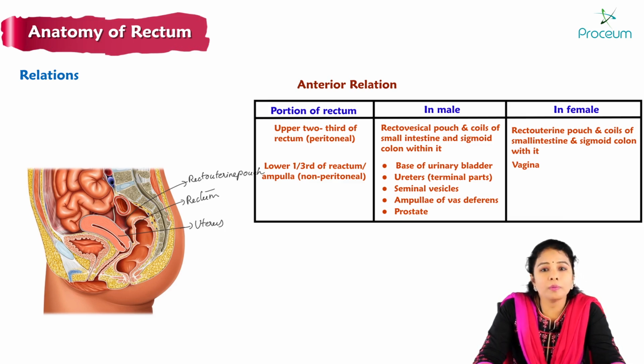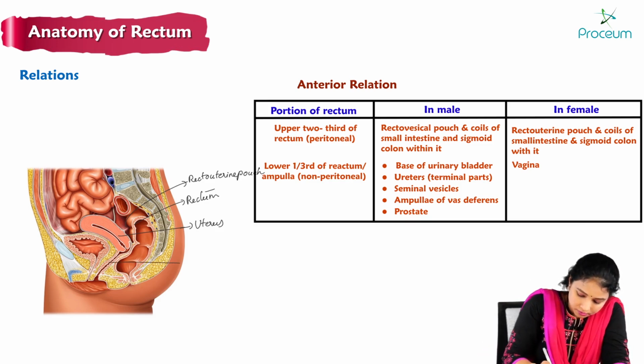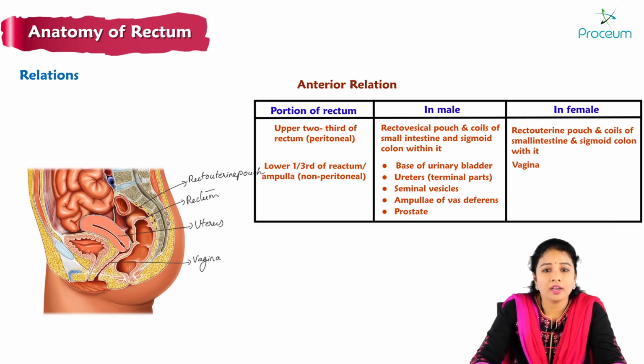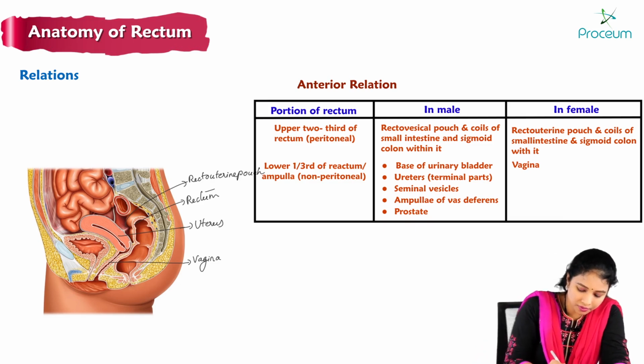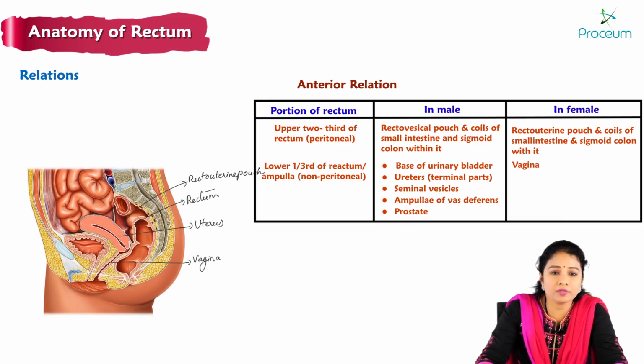The lower one-third of the rectum, in females, is related to the lower part of the vagina. It is separated from the vagina by an ill-defined rectovaginal fascia. So the fascia separating the vagina and the rectum is called the rectovaginal fascia.